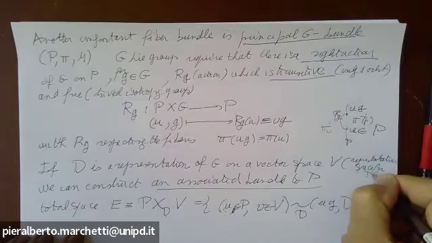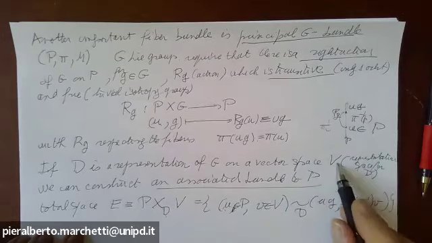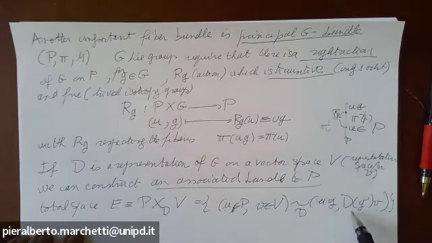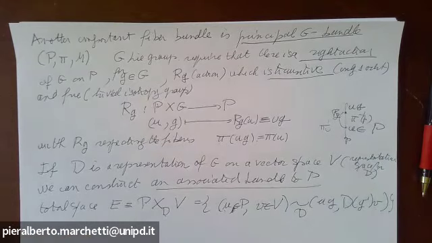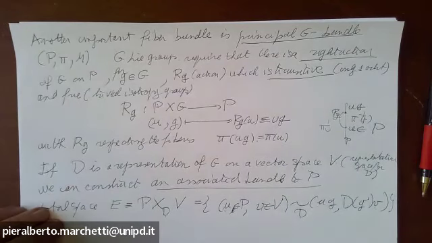So V is a representation space for D. So this is well defined. It's still a vector of V. This now is a point in P, and so this is a well-defined bundle.